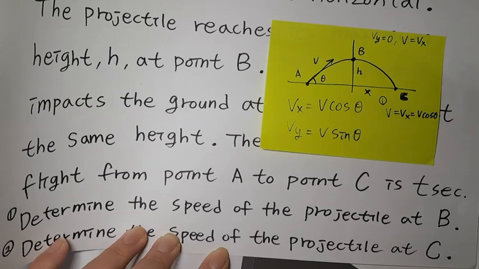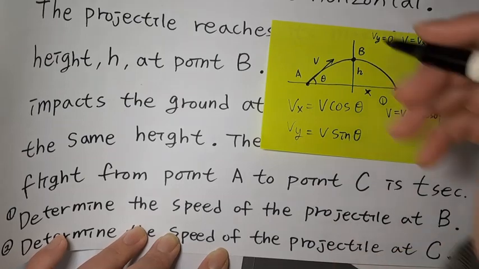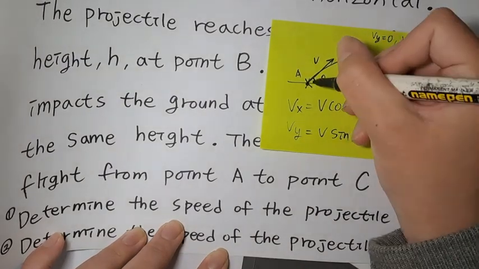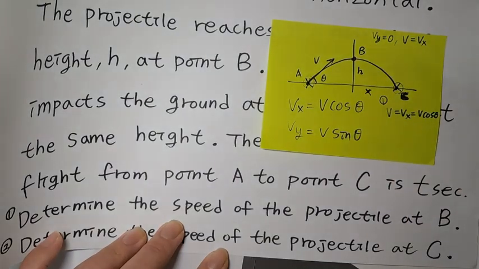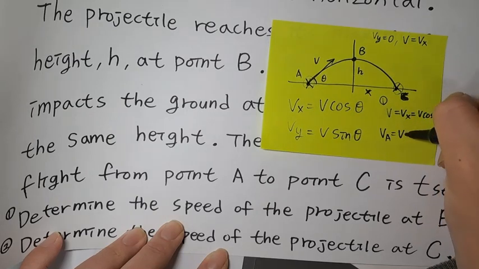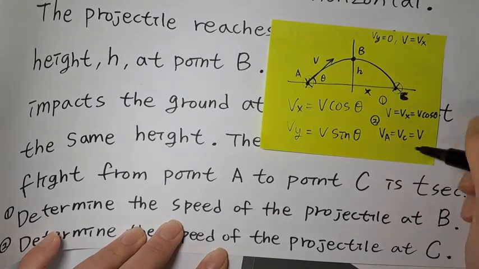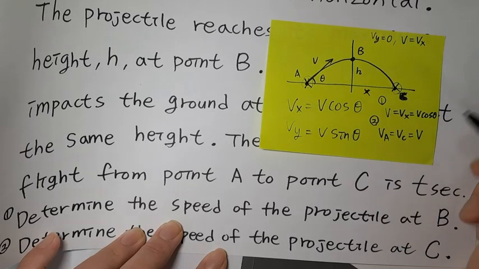At any 2 points having the same height, the projectile will have the same speed. Point C has the same height as point A, so same height and same speed. So speed at this point is equal to speed at this point. The velocity is the same at this point and this point. So this is the answer to the second question.